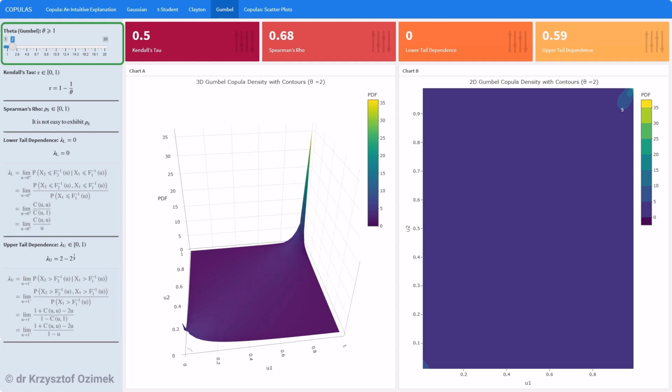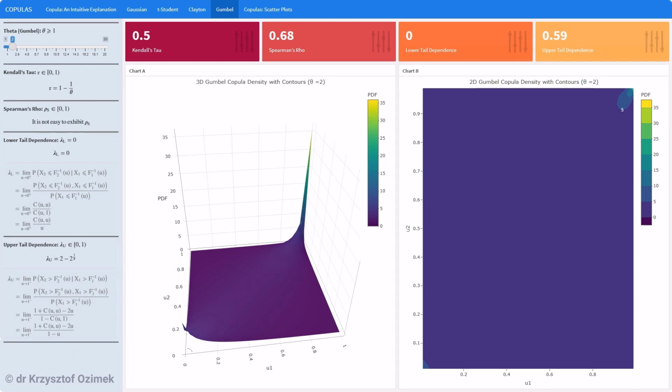In the left panel, we currently see theta set at 2. Below, we have the formula for Kendall's tau, but once again, Spearman's rho is not available in closed form. Instead, Spearman's rho is computed using stochastic formulas. As before, we also have lower tail dependence and upper tail dependence.